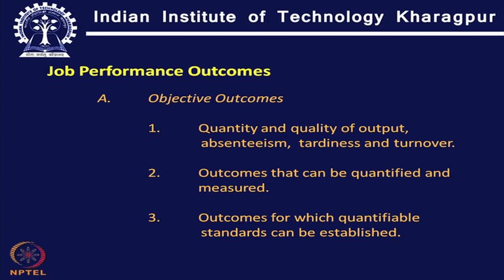Next we focus on job performance outcomes, and we have different outcomes. First are the objective outcomes. Objective outcomes are those which are more quantifiable in nature, either directly quantifiable or for which you can develop scales or ways of measuring.